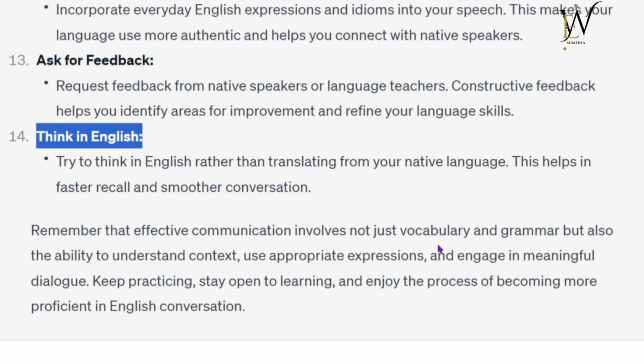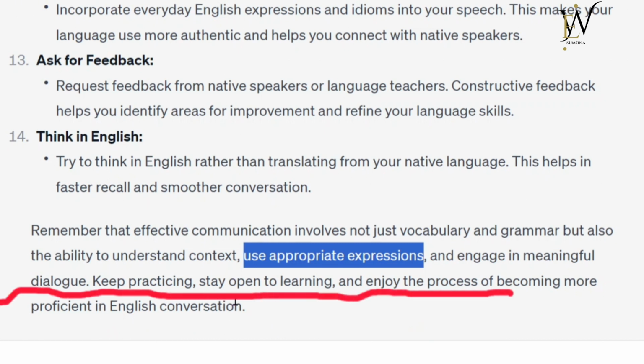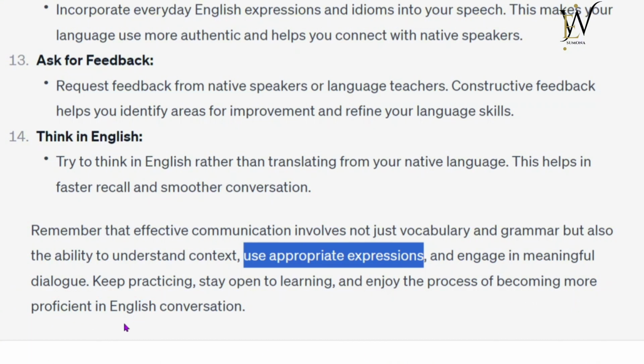Okay, at last they said, remember that effective communication involves not just vocabulary and grammar, but also the ability to understand context, use appropriate expressions, and engage in meaningful dialogue. Keep practicing, stay open to learning, and enjoy the process of becoming more proficient in English conversation.